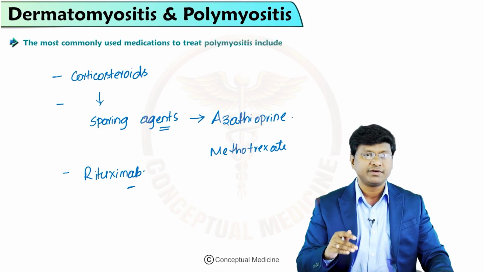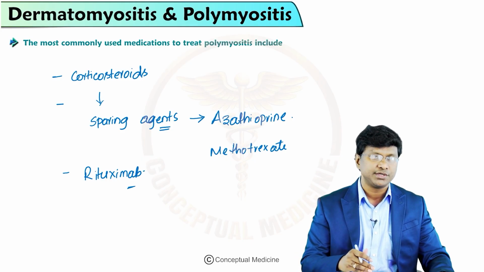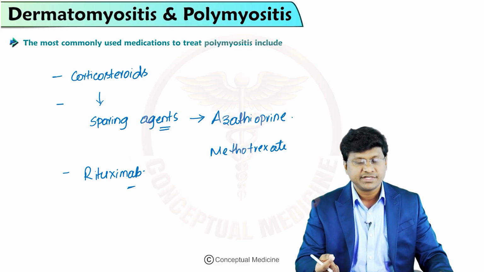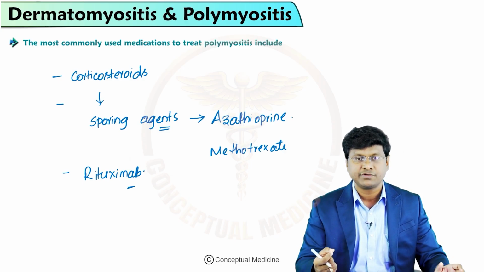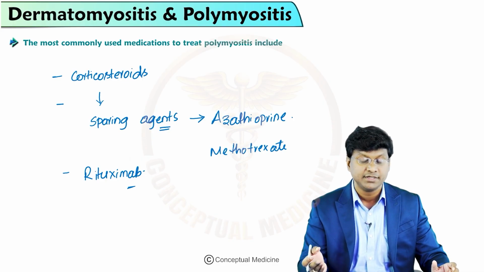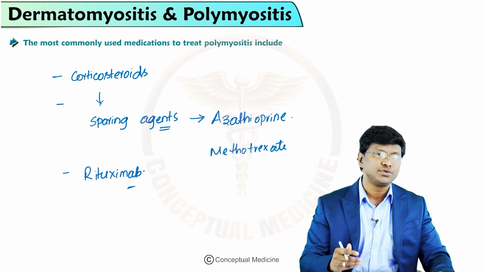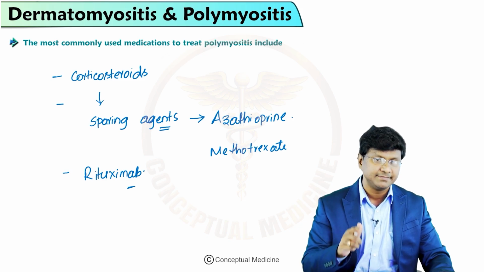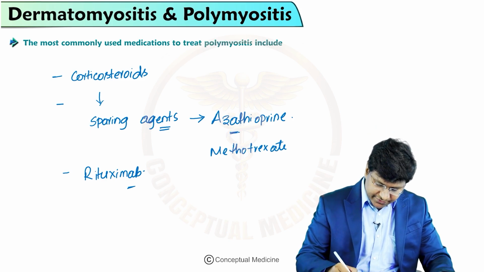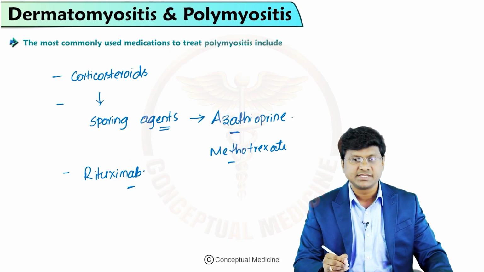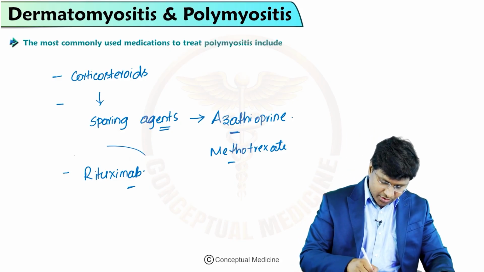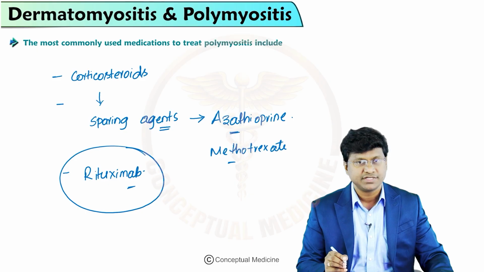But in those individuals who have developed adverse effects related to corticosteroids, because if corticosteroids are supplemented to the individual for a longer duration, the individual may land up in iatrogenic Cushing's. So in those individuals who are not able to tolerate these steroids, you need to give azathioprine as well as methotrexate. And the other alternative medication will be rituximab.